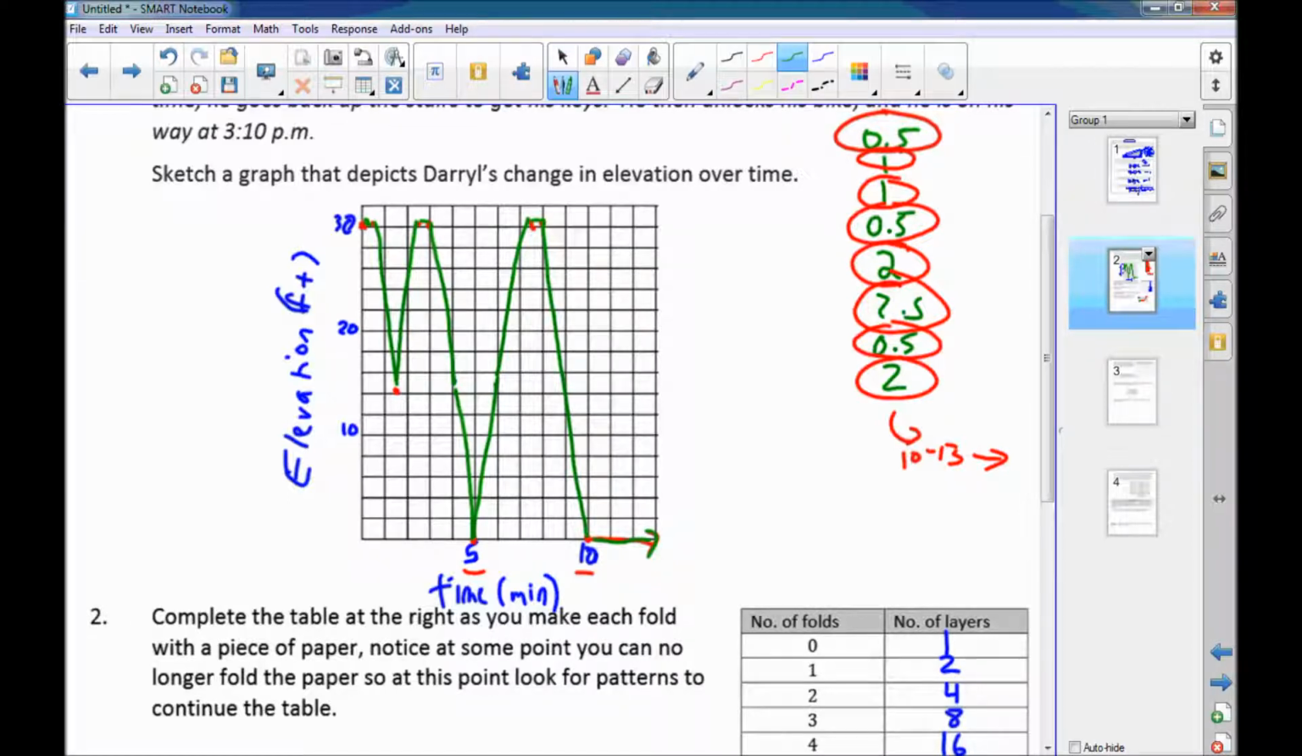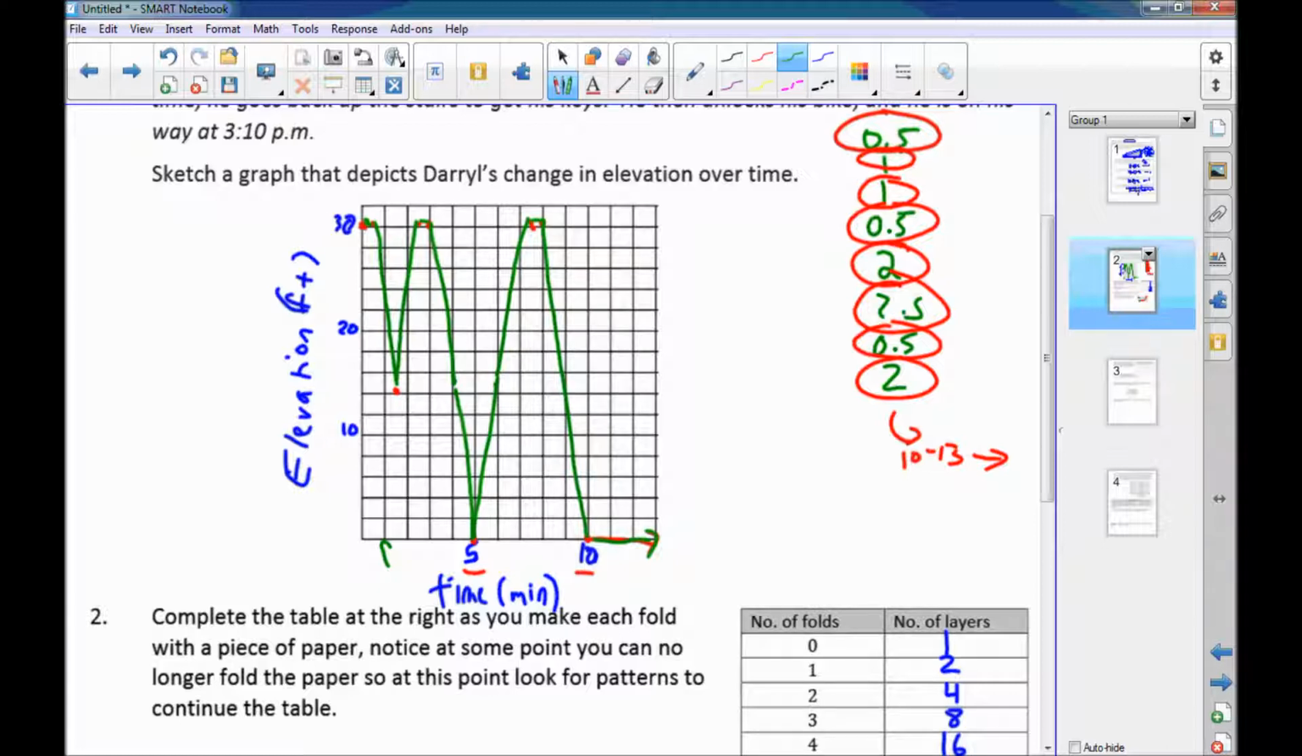Okay, so I connected them. I put in all these dots. So at 0, he was at 30 in his apartment. And then this was 1 minute right here. So halfway over, I put a red dot for him getting ready to go down the stairs. And then the next red dot was 1 minute from there. So I had him go about halfway down the stairs.